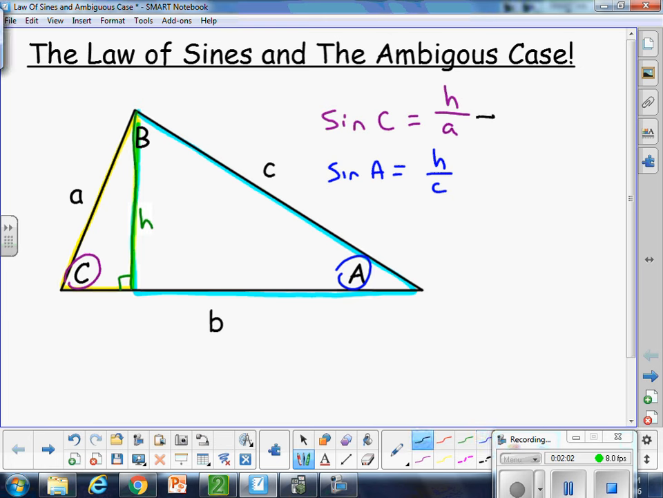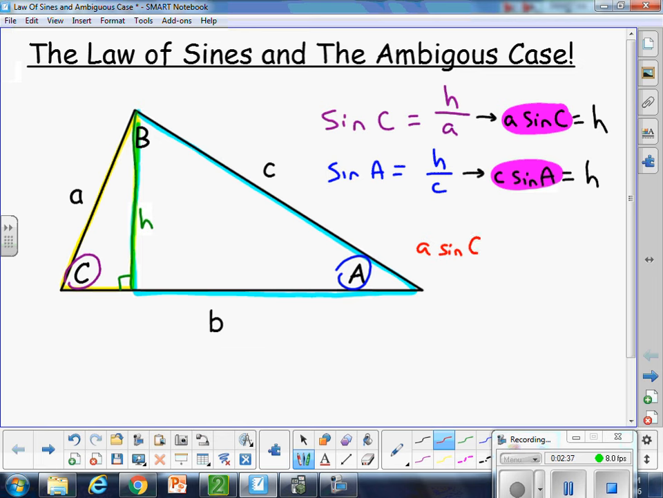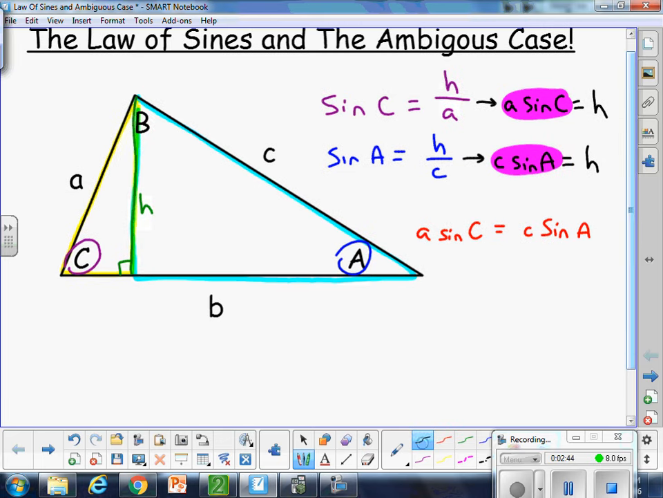So just doing a little algebra, to get the h by itself in the top one, I multiply both sides by a, and I have a times the sine of C equals h. Similarly down here, multiplying by c, I get c times the sine of A equals h. And then if both of these things equal h, we can just set them equal to each other. So that thing has to be equal to that. That gives us an equation: a times the sine of C equals c times the sine of A. Then, the law of sines the way it's written is algebraically we can divide both sides by c and a. And just notice that's lowercase c, the side length c, it's not the angle C.